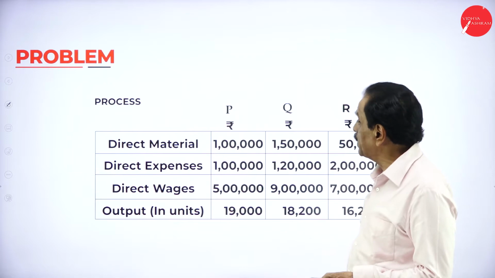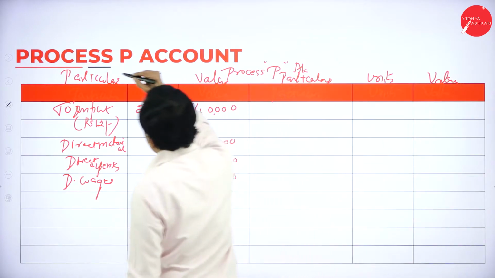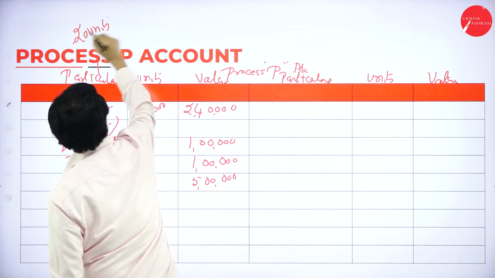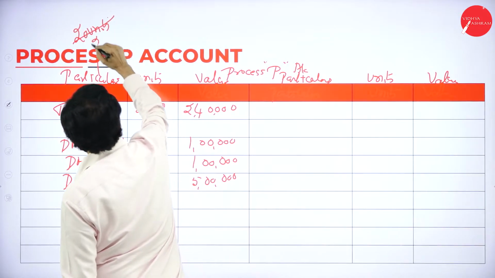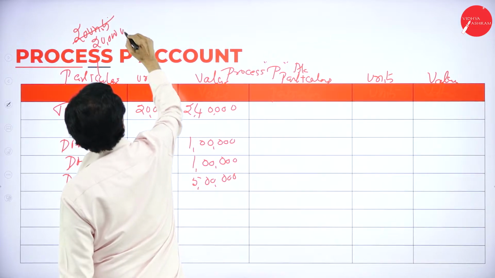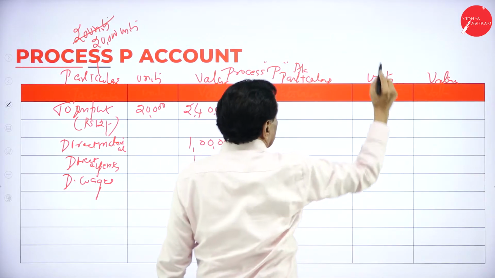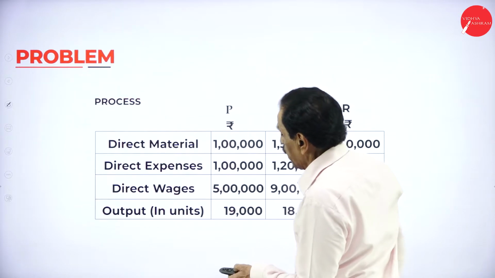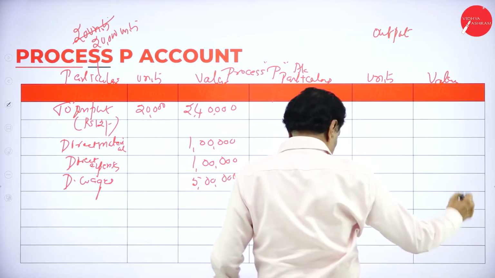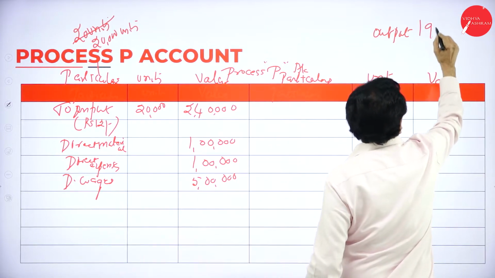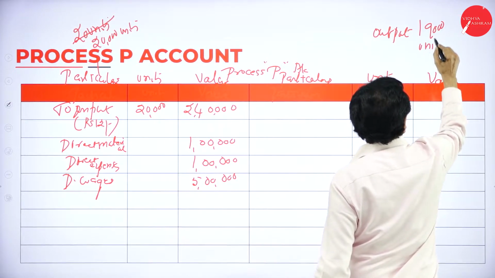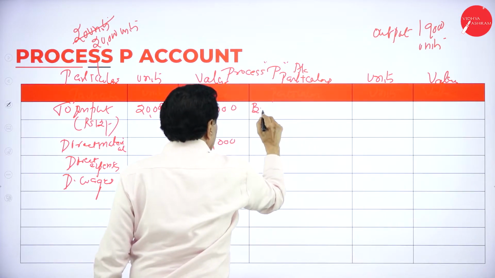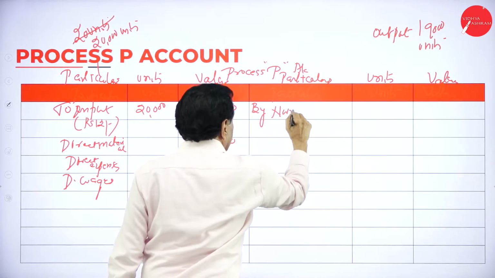How many output? 19,000. Here your input is 20,000 units. This is your input. Here your output. How many output is counted? 19,000 units. So there is a difference of 1,000 units by normal loss or normal wastage.